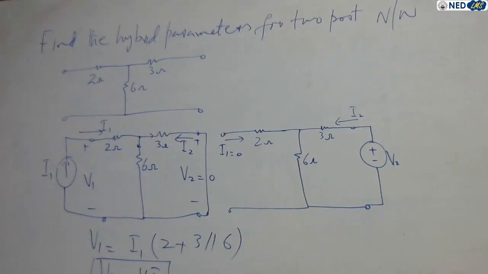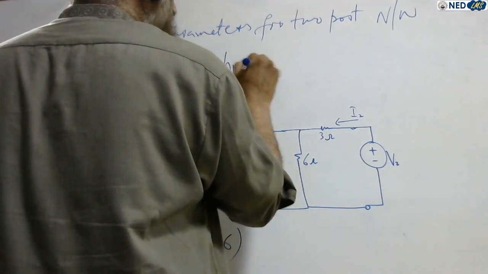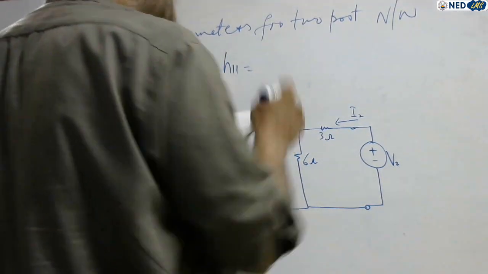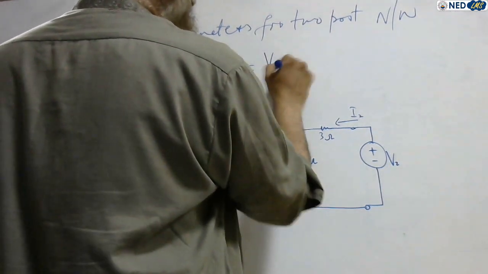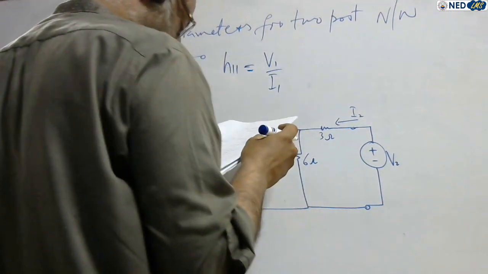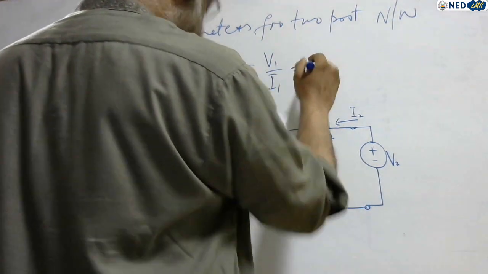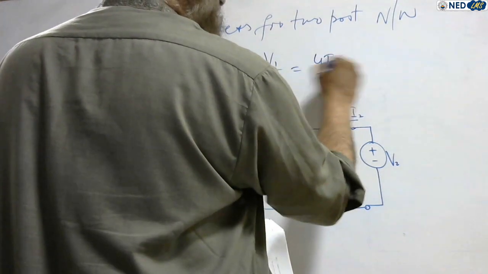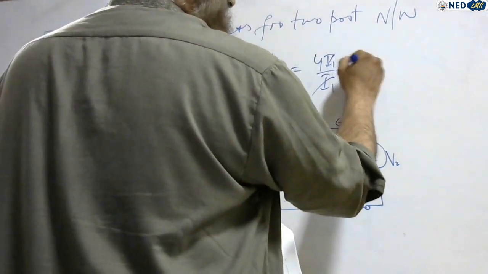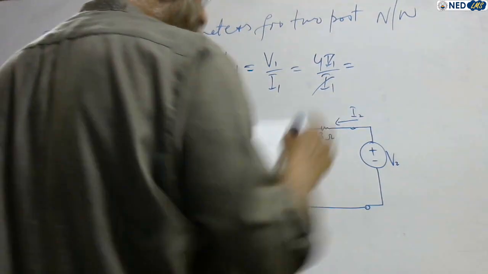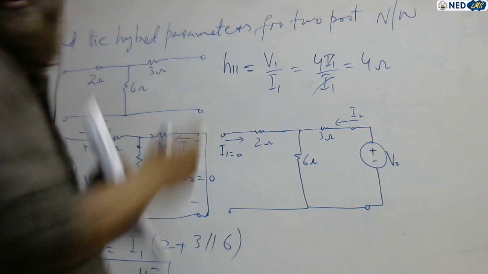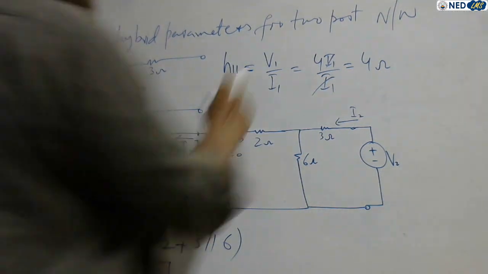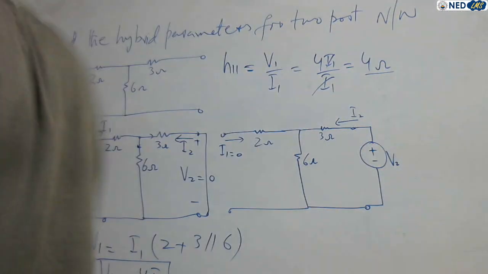Right? So in this way we calculate our parameter H11. H11 parameter was the ratio of input voltage over input current, V1 over I1. So V1 is 4 times I1, and I1 cancels with I1. So H11 comes out to be 4 ohm, because it was input impedance. Ratio of voltage over current is what? Impedance. So input impedance comes out to be 4 ohms.